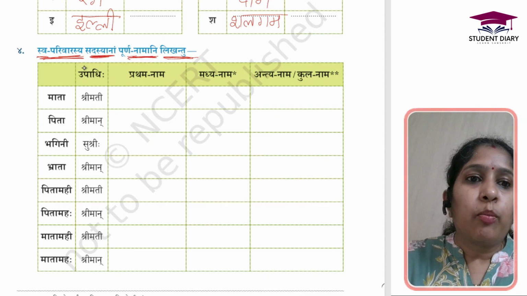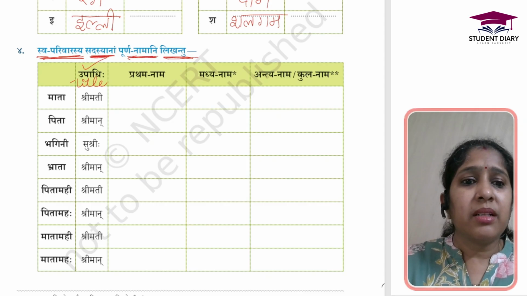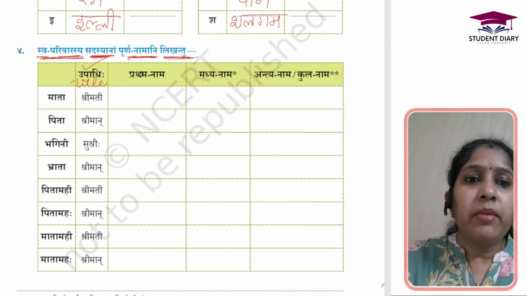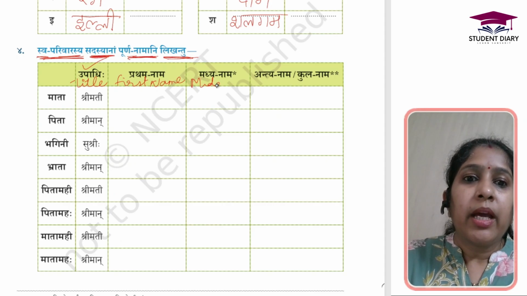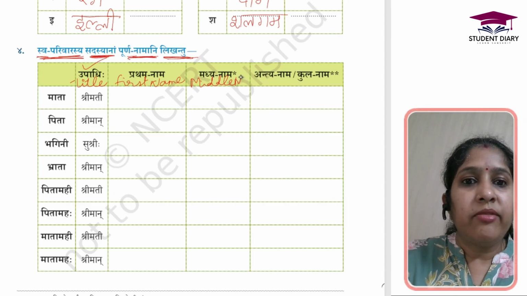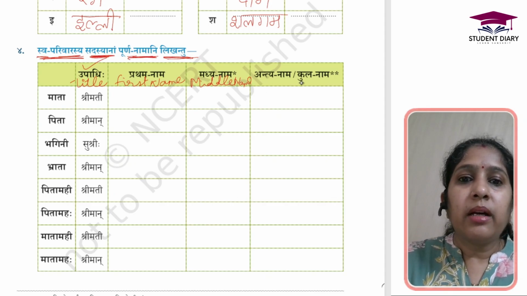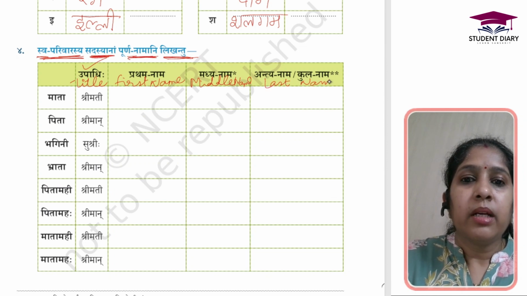You will be doing this yourself, but in what order you have to write, I'll be telling you. So it's upadhi. Upadhi means the title like Mr., Mrs., like that, right? Pratham Nam means the first name. So you have to write the first name of that person. Madhya Nam means the middle name. If the middle name is not there, you can leave this blank. Antya Nam means the last name.